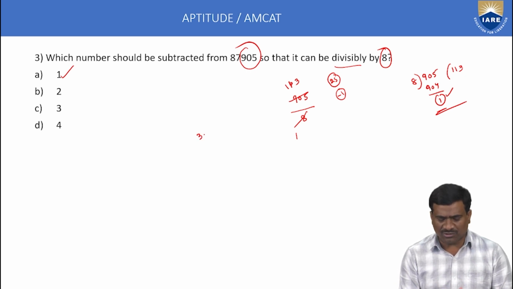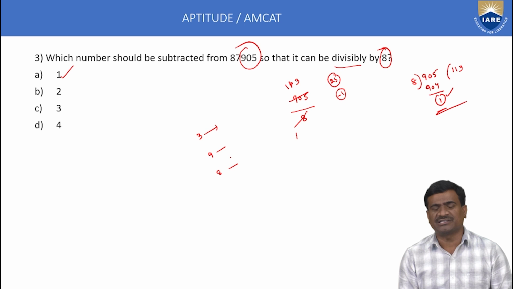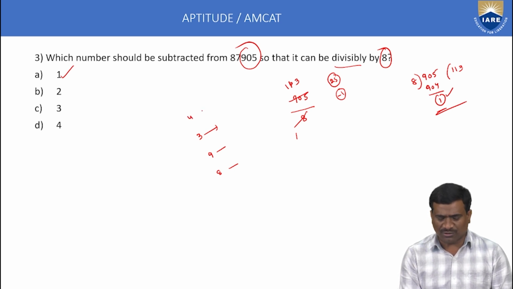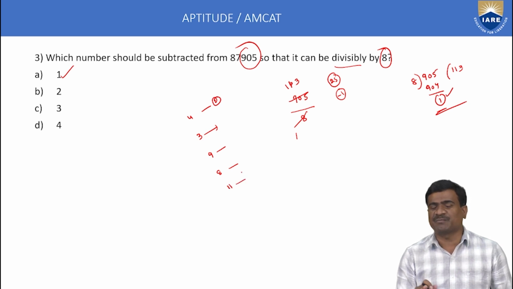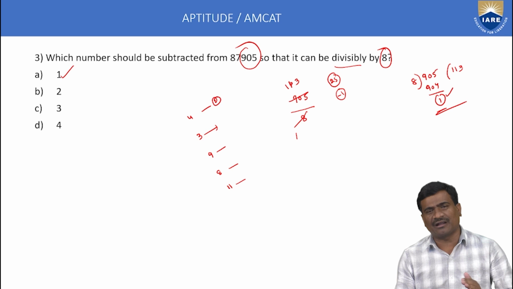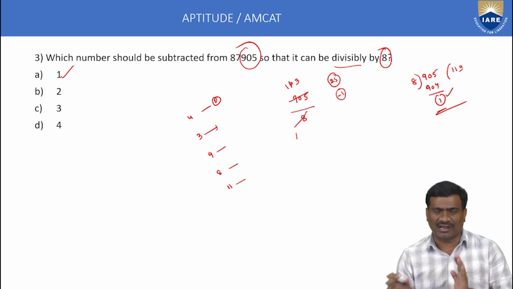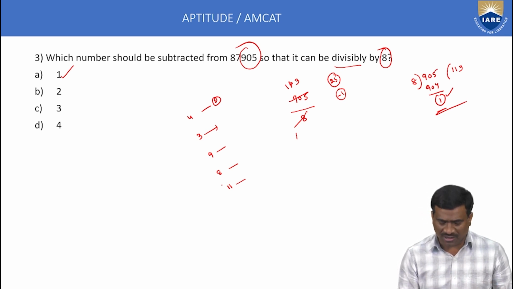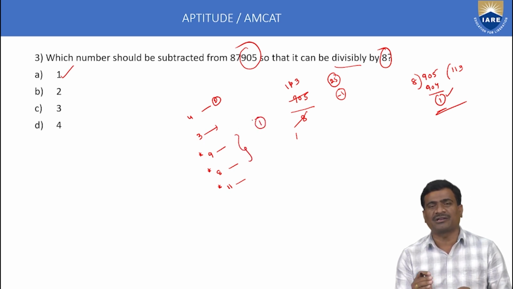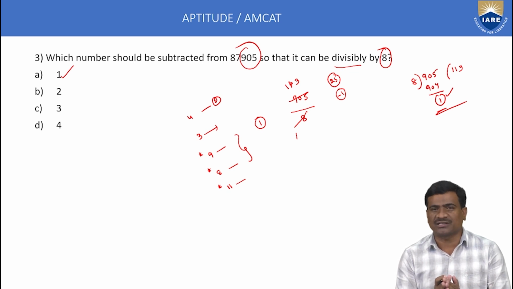Divisibility rules: for 3, the sum of the digits. For 9, the sum of the digits. For 8, the last 3 digits of the number. For 4, the last 2 digits of the number. For 11, the difference between the sum of digits at odd places and the sum of digits at even places is divisible by 11. The important ones are the 11, 8 and 9 divisibility tests. Using these 3 definitions, 1 mark is compulsory in the AMCAT test pattern, in the quant, the mathematical part.